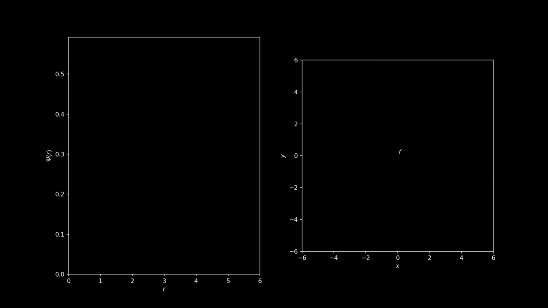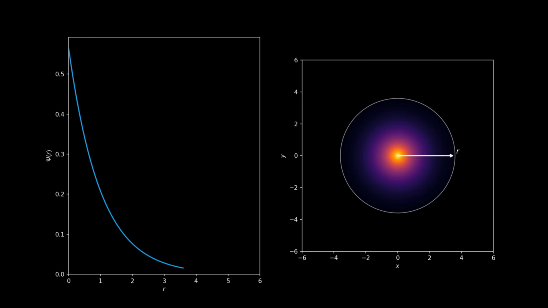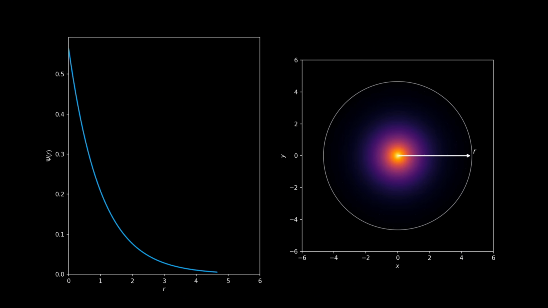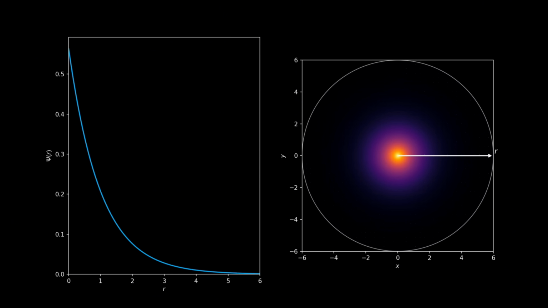We can plot this function to better understand its shape. In the first subplot we see how the wave function varies with radial distance, and in the second we see a heat map showing how the wave function varies across a two-dimensional slice through the hydrogen atom. We see that the wave function peaks at the centre of the atom, at r equals 0, and decays exponentially as r increases.